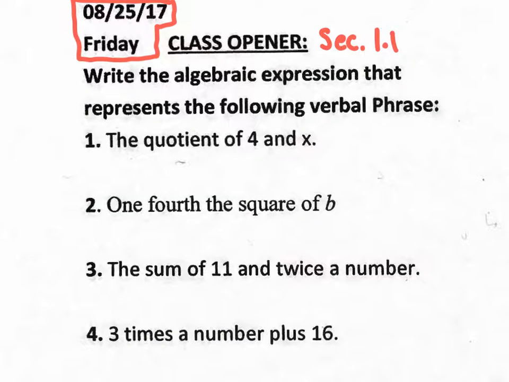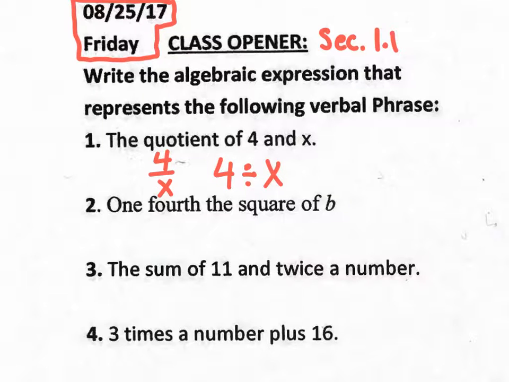So this is section 1.1, a review. This is a class opener on it. It says, write the algebraic expression that represents the following verbal phrase. So in case you don't remember, the word quotient means to divide, right? So what we're going to do is either write it like this, 4 over x, or you could say 4 divided by x.